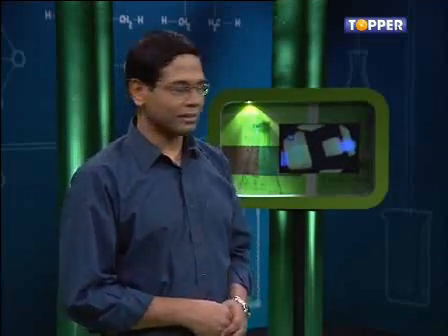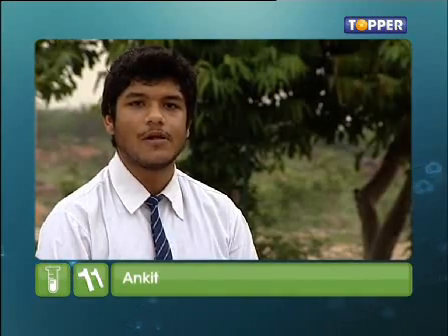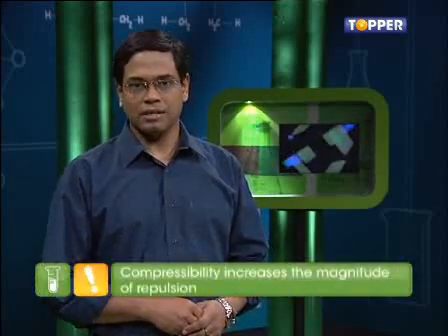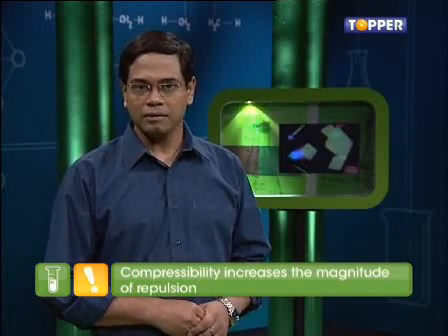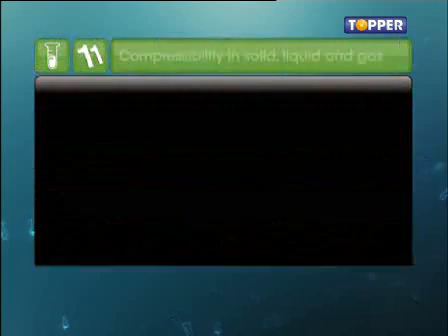It is time now for a query from a young student. What is the process called to overcome the intermolecular forces of repulsion? Yes, there is. And the process that illustrates this is called compressibility. As the name suggests, compressibility of a substance is achieved by reducing the distance between the molecules of that substance. Compressibility increases the magnitude of repulsion between the molecules.